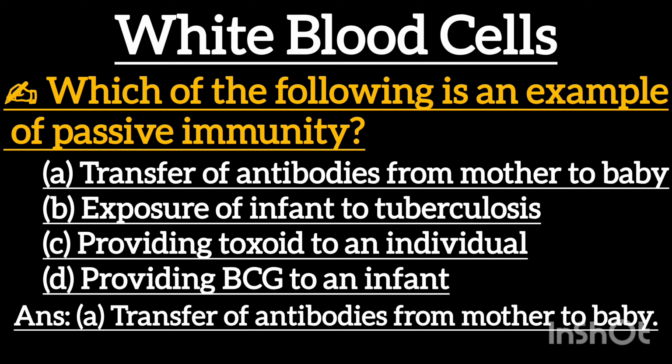Next one: which of the following is an example of passive immunity? Option A, transfer of antibodies from mother to baby. Option B, exposure of infant to tuberculosis. Option C, providing toxin to an individual. Option D, providing BCG to an infant. Correct answer is option A, transfer of antibodies from mother to baby.